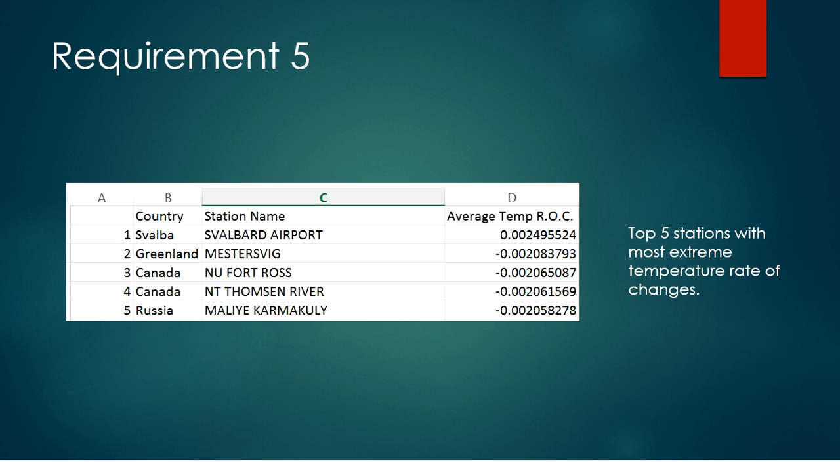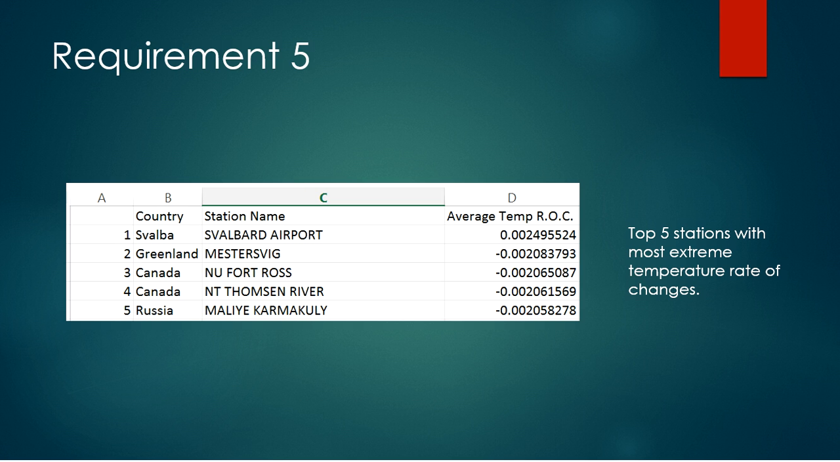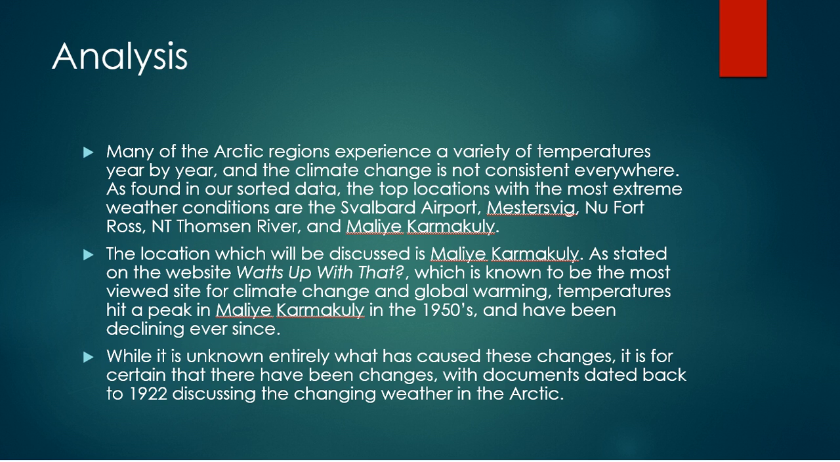So requirement 5 was basically an analysis of our findings. Using the code that we used in requirement 4, we were able to find the 5 stations with the most extreme temperature rates of change, and those are listed right here. In our analysis we concluded that climate change is definitely not consistent everywhere, and that the most severe rates of change, again, were determined in these 5 stations.